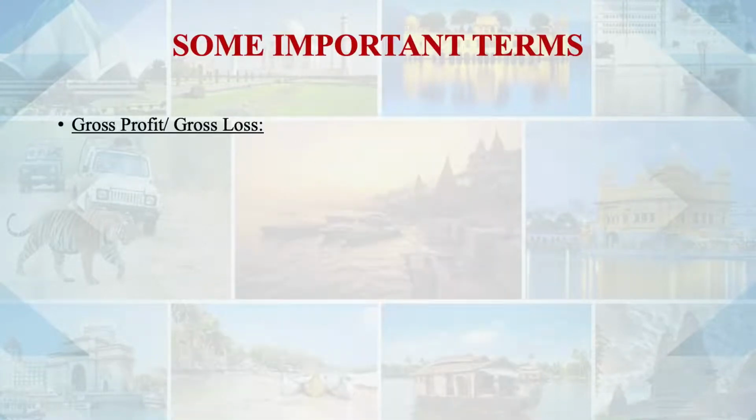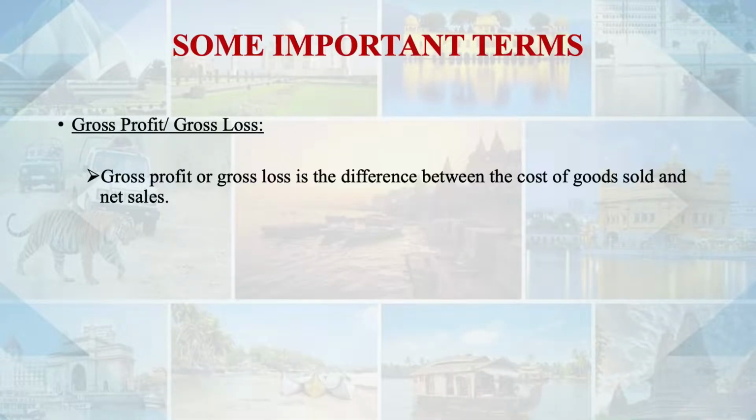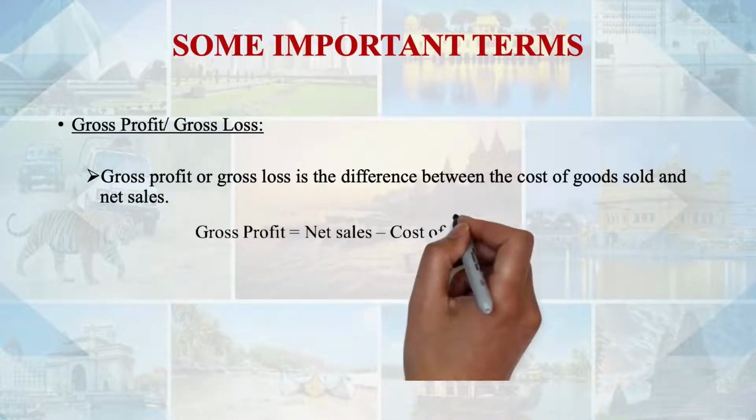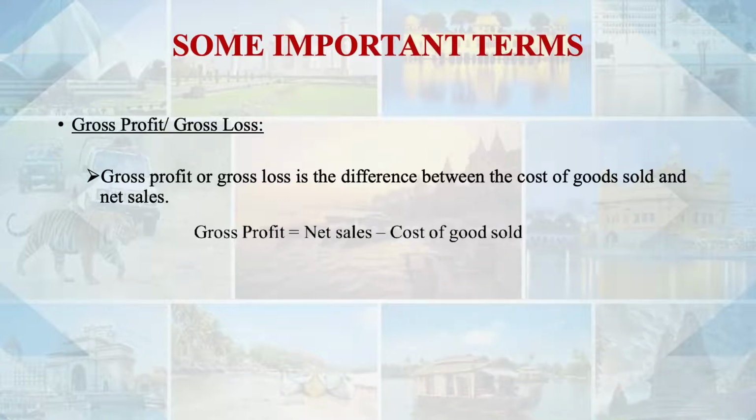Now let us see the next one. That is gross profit or gross loss. I told you that this cost of goods sold is very important to calculate the profits or the losses. So now gross profit. Basically when we prepare a profit and loss account statement, we divide the expenses into two categories. One is direct expenses and another is indirect expenses. If you have taken only the direct expenses, they will become a part of your cost of goods sold, and that cost of goods sold, when you deduct from your net sales, will become your gross profit.